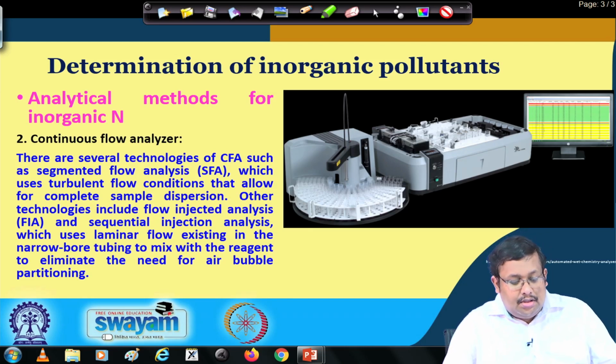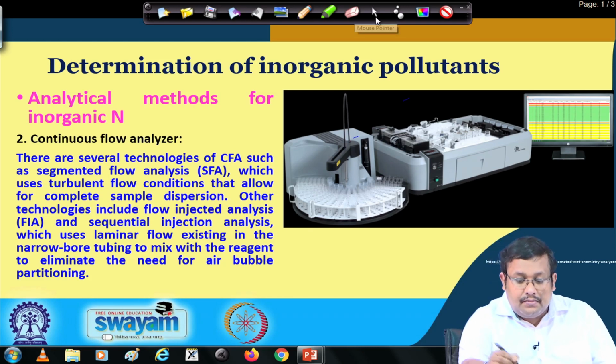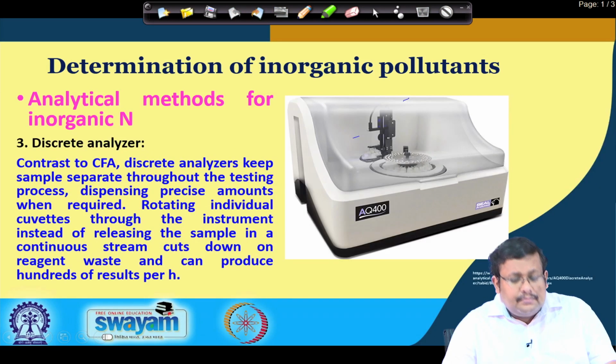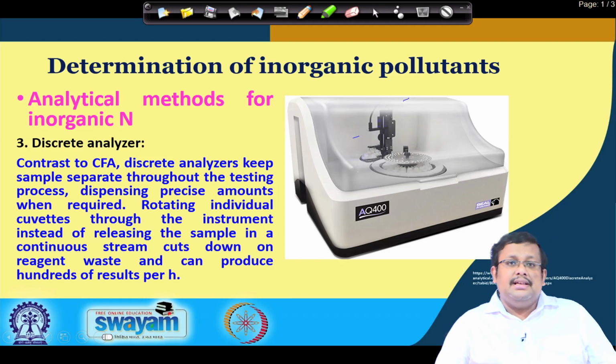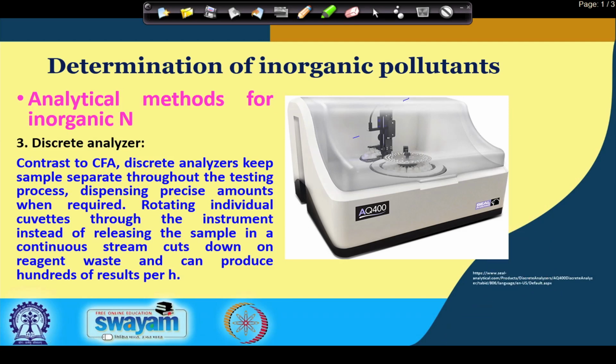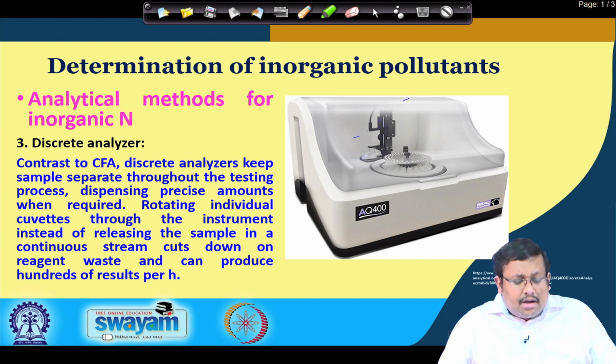So, this is one type of continuous flow analysis. Okay. Another instrument for measurement of inorganic nitrogen is called the discrete analyzer. Now, what is this discrete analyzer? It is in contrast to the continuous flow analyzer. This discrete analyzer basically keeps samples separate throughout the testing process.